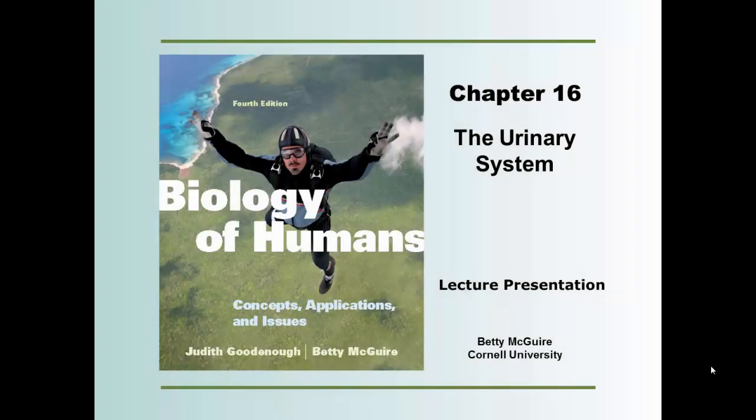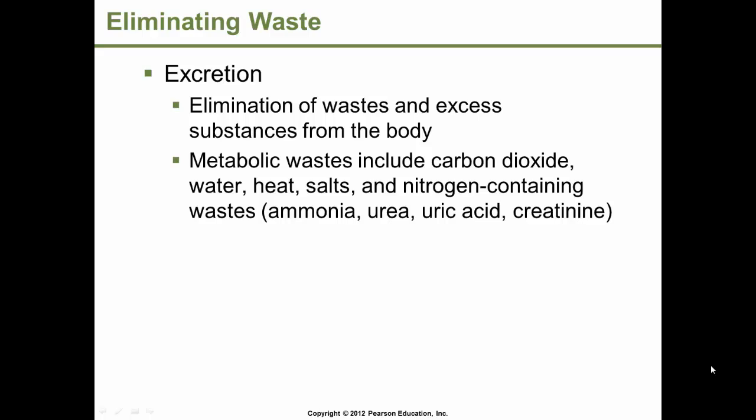Chapter 16, the urinary system. Excretion is the term given to the elimination of waste and excess substances from the body. These substances include metabolic waste such as carbon dioxide, heat, salts, water, and nitrogen-containing bases such as ammonia, urea, and uric acid, as well as creatine.